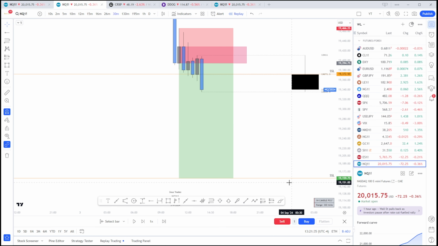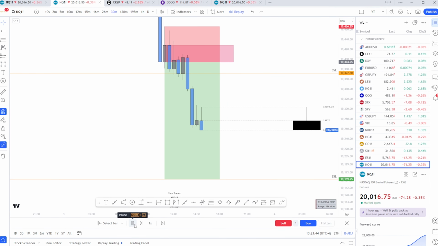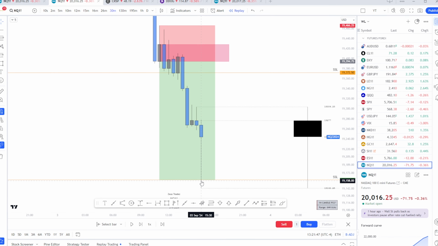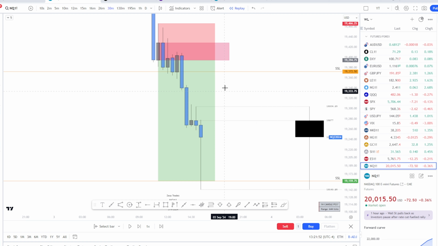Now we need to identify, well, what is our drawn liquidity? We have one drawn liquidity right here, but notice how this is not a 2-to-1 risk to reward. So I would not look to trim at this level. Our next drawn liquidity is down at 19,159.